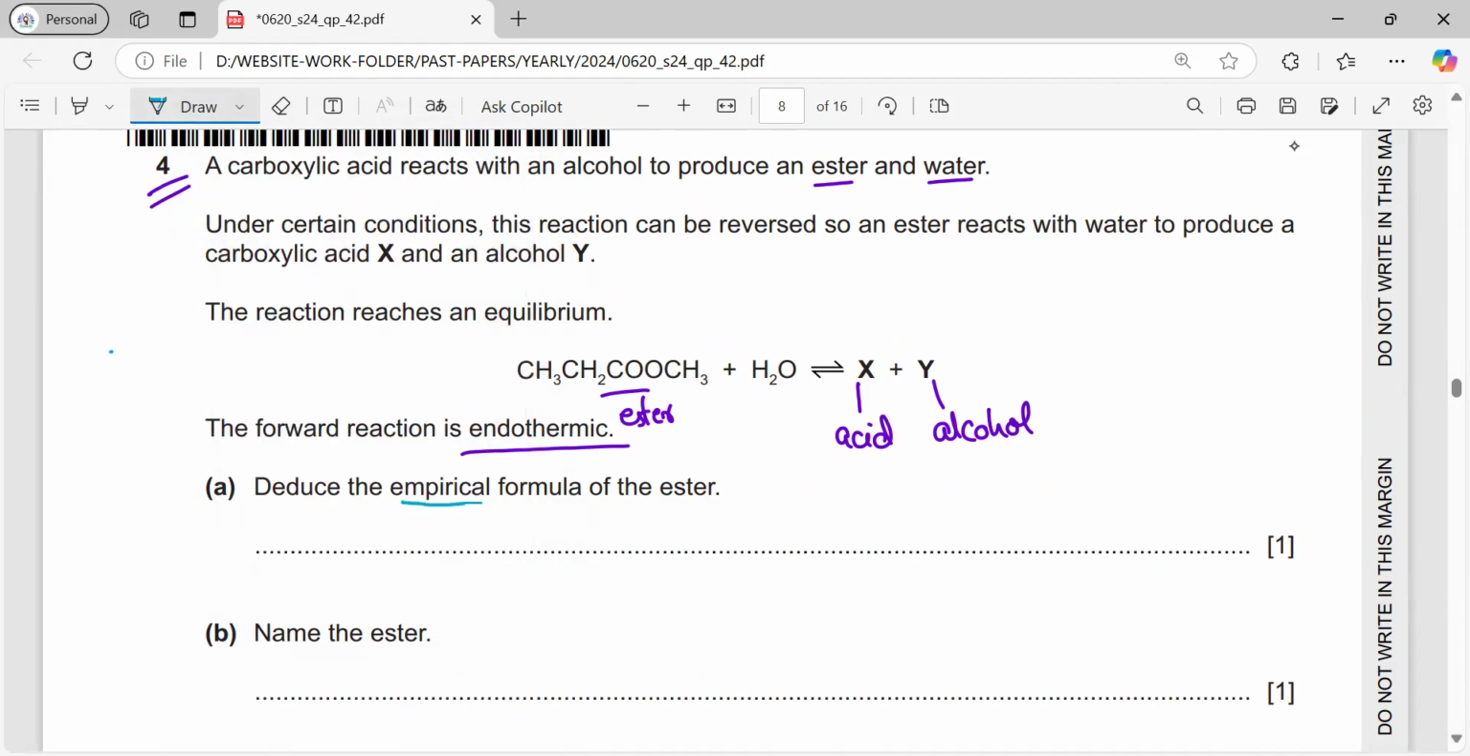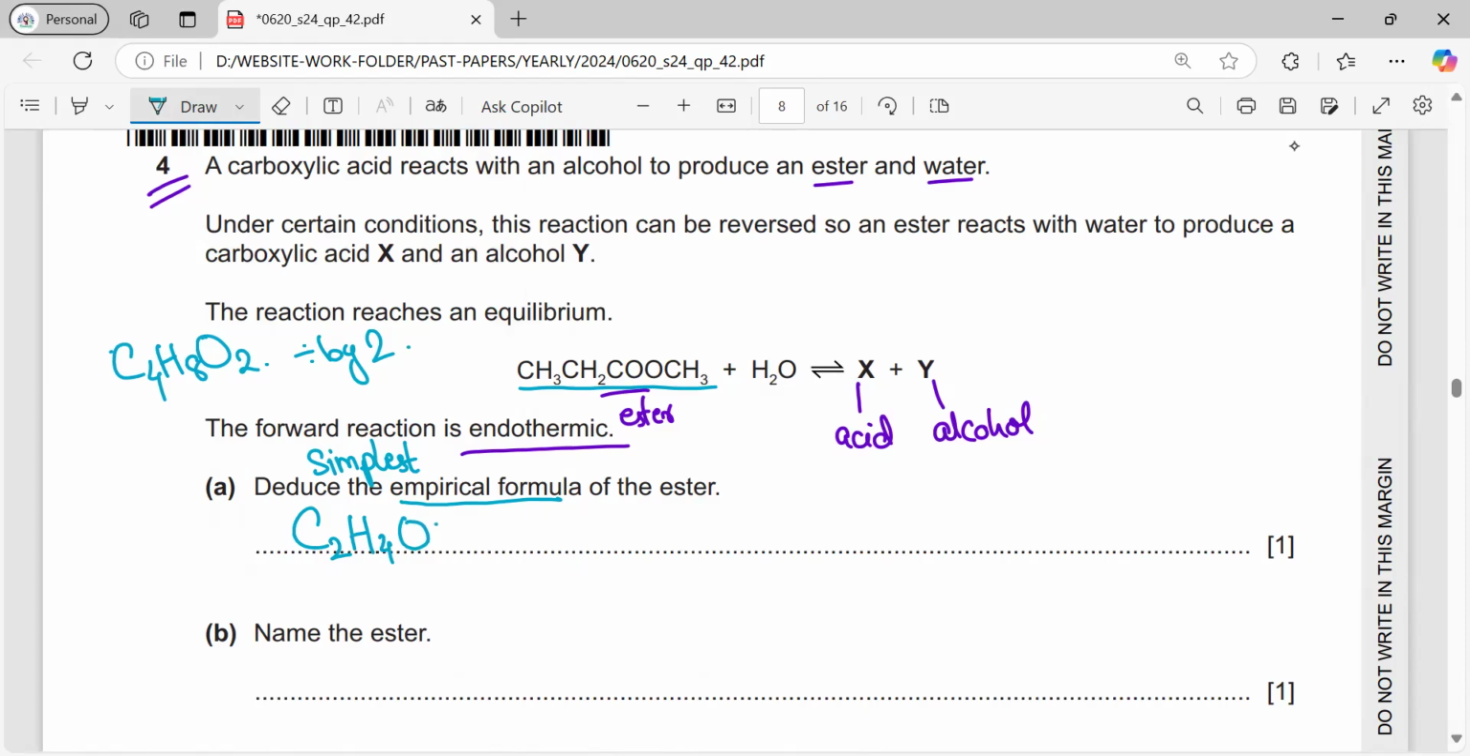Now we know that the empirical formula shows us the simplest whole number ratio between the atoms. So to find the empirical formula, first we'll write the molecular formula of this ester, which is 4 carbon, 8 hydrogen, and 2 oxygen atoms. Now we can simplify it by dividing by 2, and the empirical formula comes out to be C2H4O.